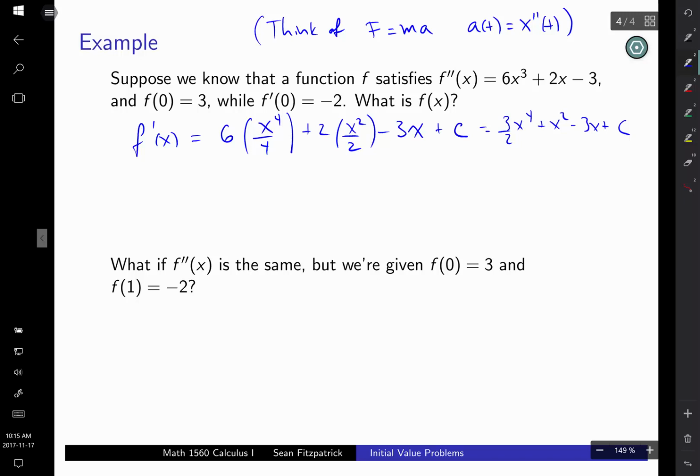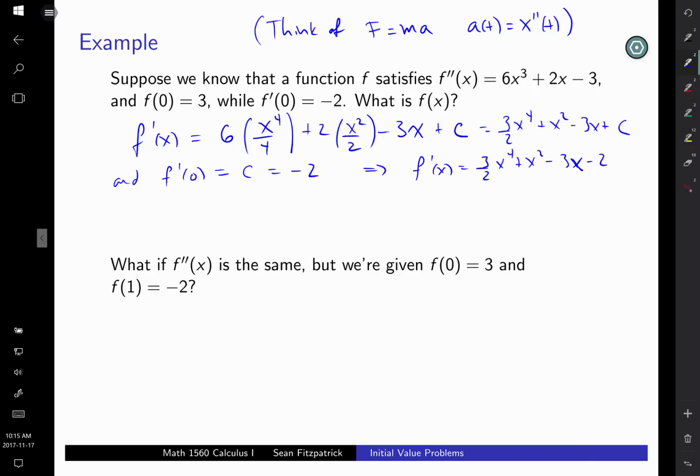Okay. Oh, but now I know that f prime of 0 is equal to minus 2. F prime of 0, well, all of those x terms just go away, is equal to c equals minus 2. That tells me that f prime must be 3 over 2 x to the 4 plus x squared minus 3x minus 2. Alright, so now I've got f prime. I can do the antiderivative one more time, and that's going to give me back f of x.